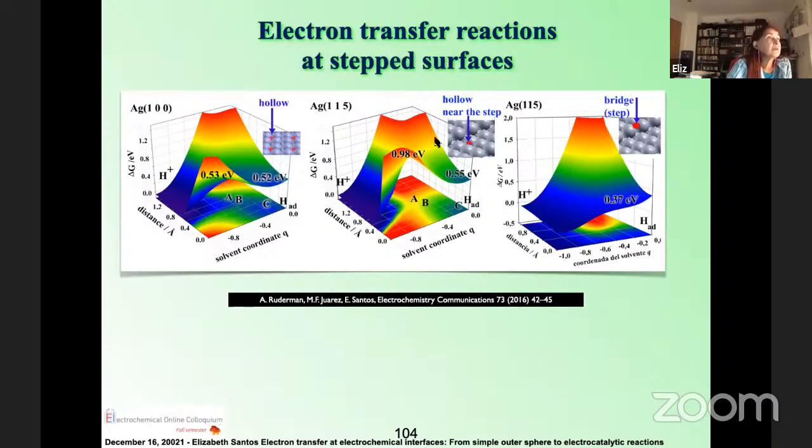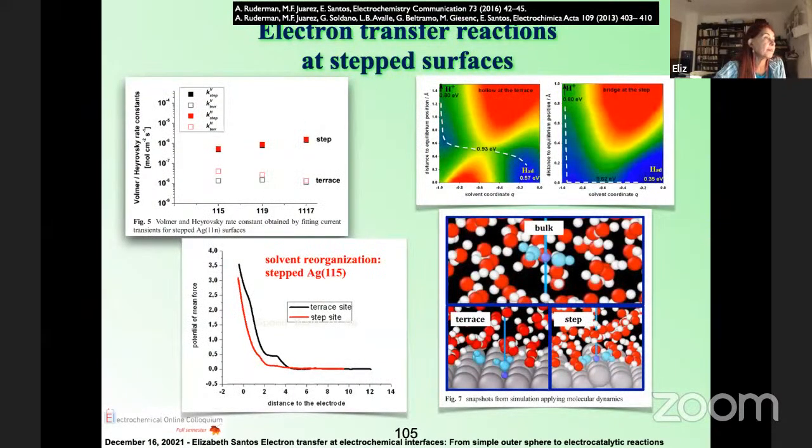For example, silver surfaces. If we compare adsorption on a terrace, near a step, or over the step, the activation energies are very different in this case. We can associate this not only with the electronic structure of the sites where the adsorption is occurring, but also with how the proton is solvated in these different cases.